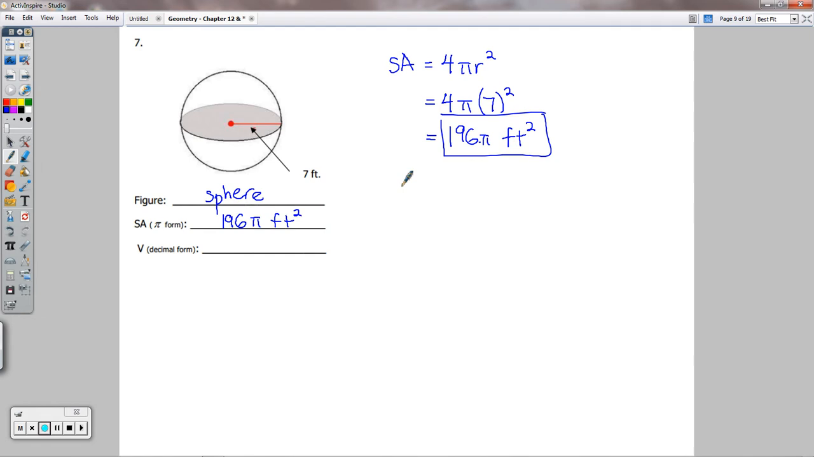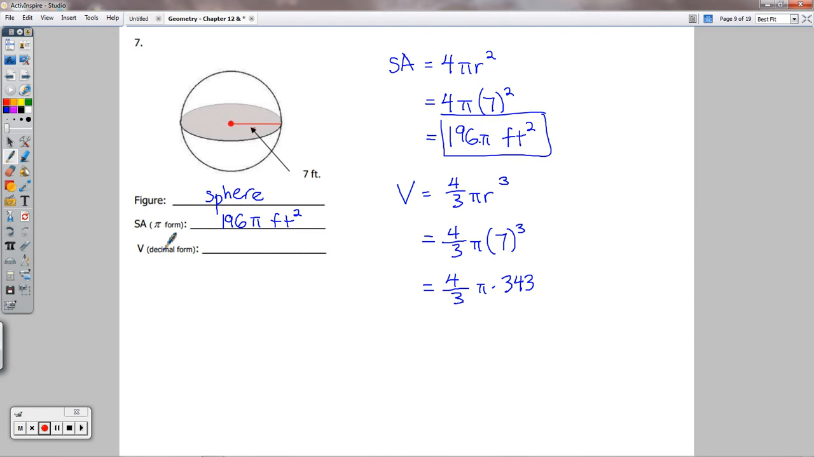196 pi. Volume is 4/3 pi r cubed. So you've got 4/3 times pi times 7 cubed. 7 cubed is 343. So I'm going to write 4/3 times pi times 343.